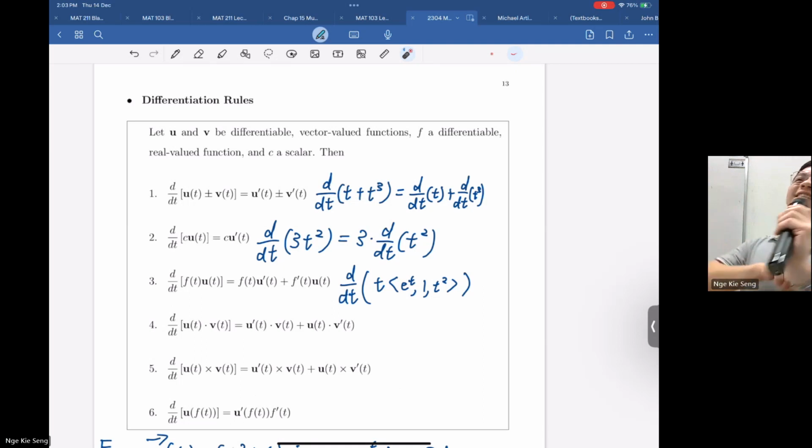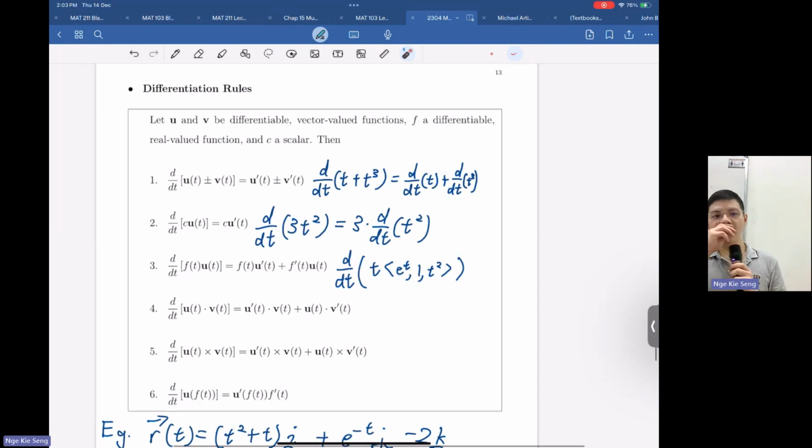Okay, let's continue. So how to integrate if you have different functions? Not a single function.